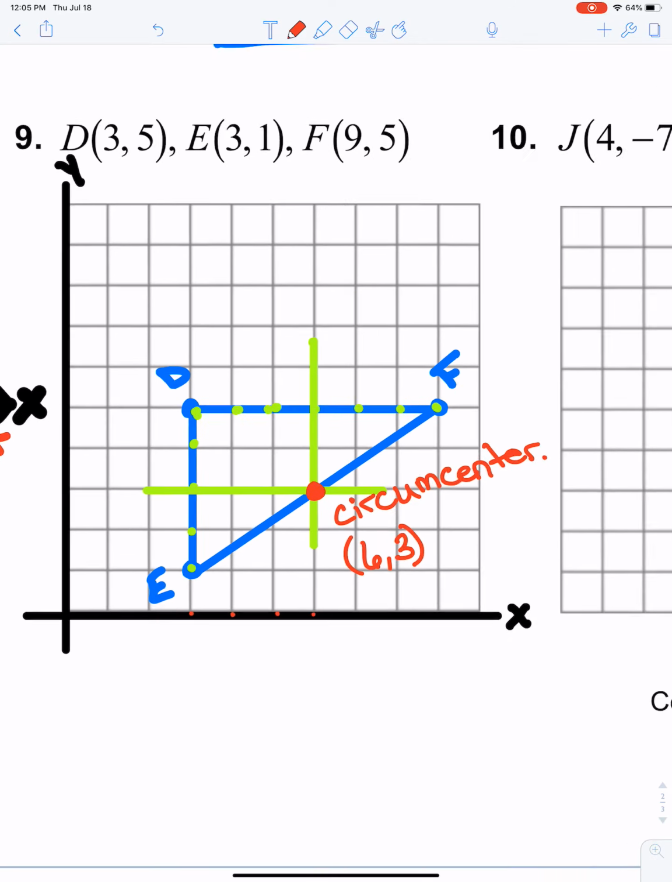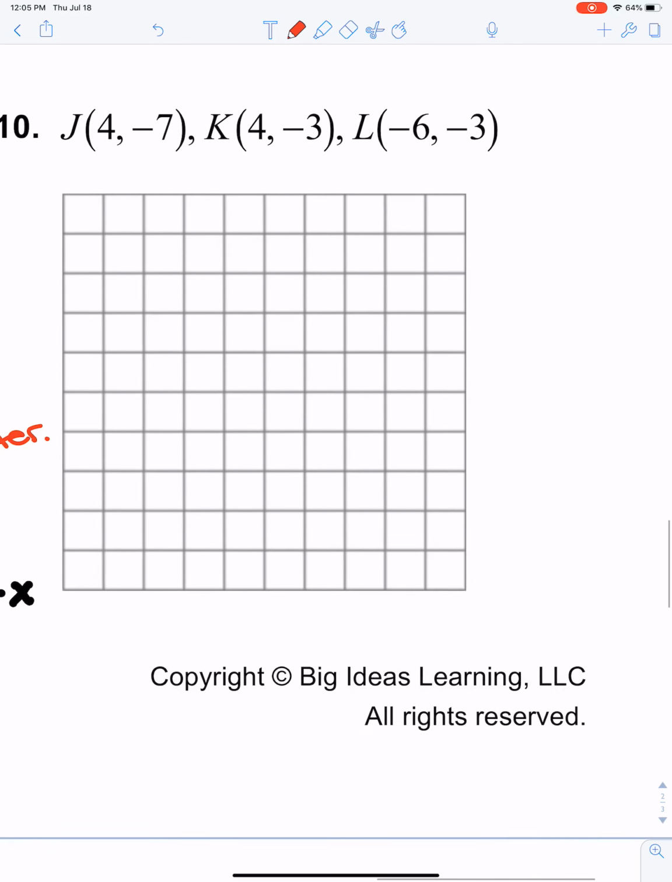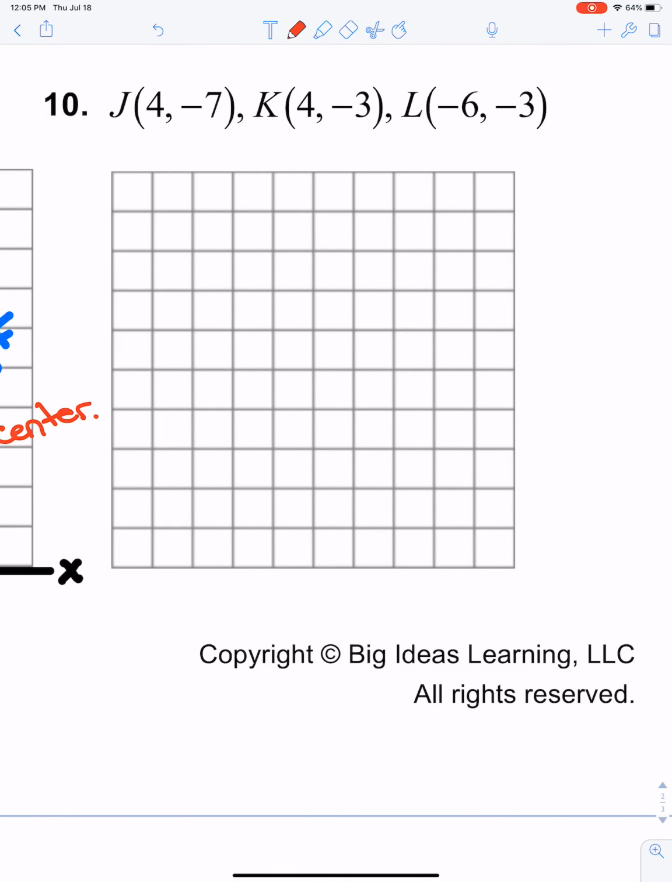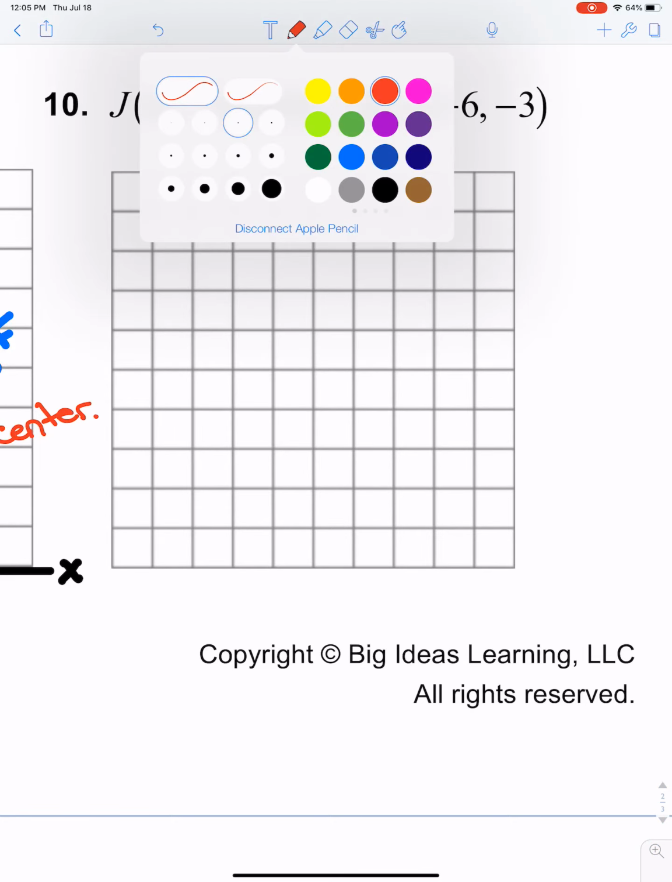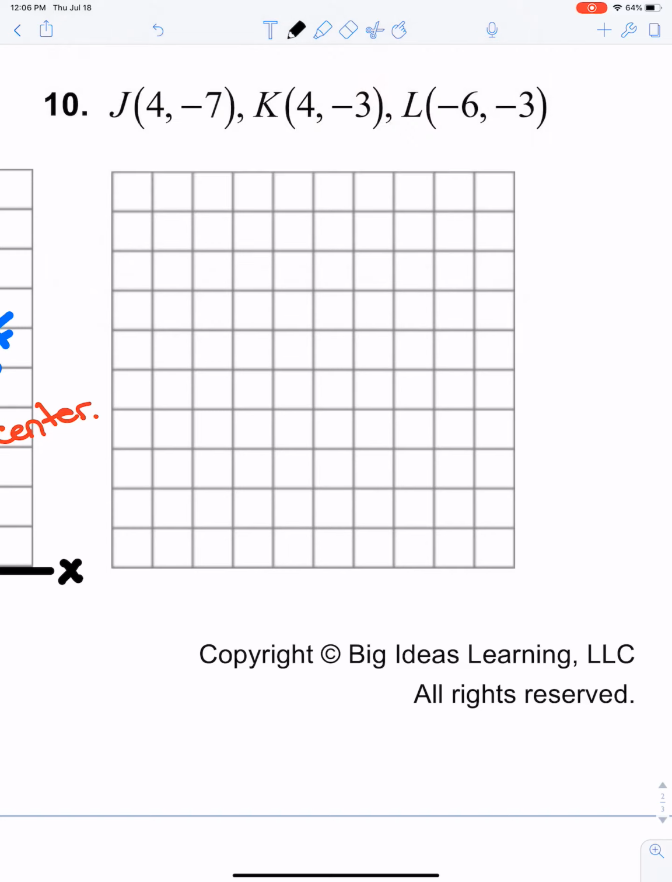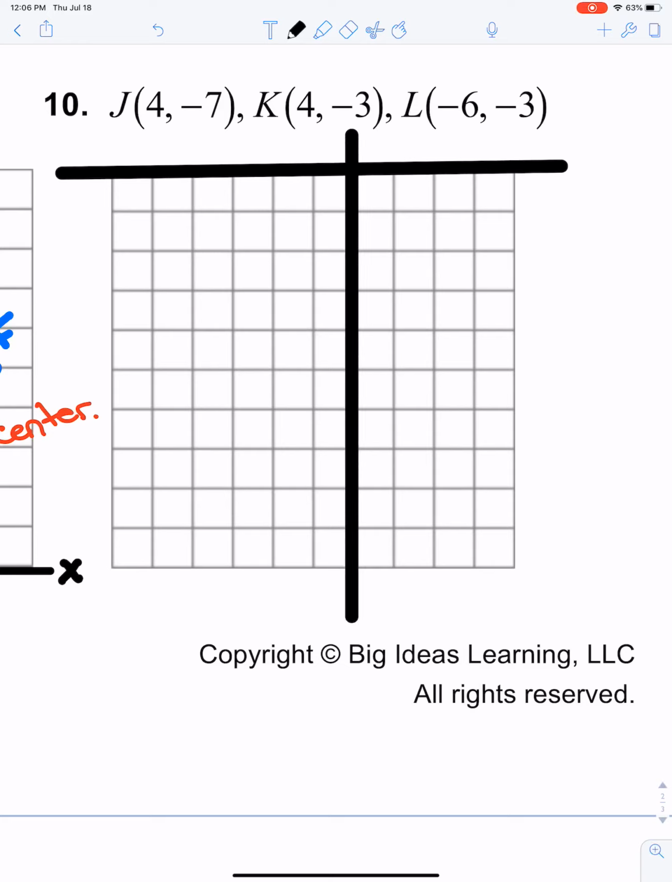All right, so let's try the last one. Number 10. I'm going to create my grid to the best of my ability. We have to get down to -7, so everything for my y's is below the x-axis. So I'm going to put the x-axis here. And then I only need to go up to +4 for my x. So 1, 2, 3, 4 would bring me here. So there's my x-axis, there's my y-axis.